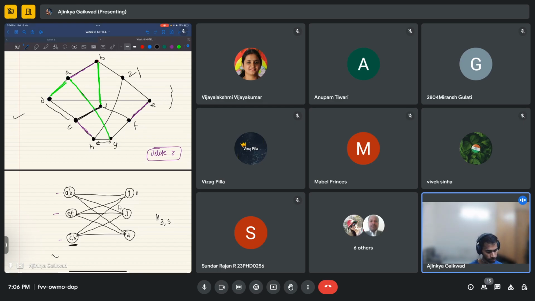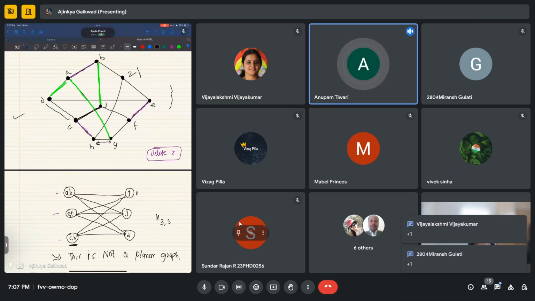So this implies that this is not a planar graph. Is that clear? If this is clear, put +1. If not, then please ask me questions.